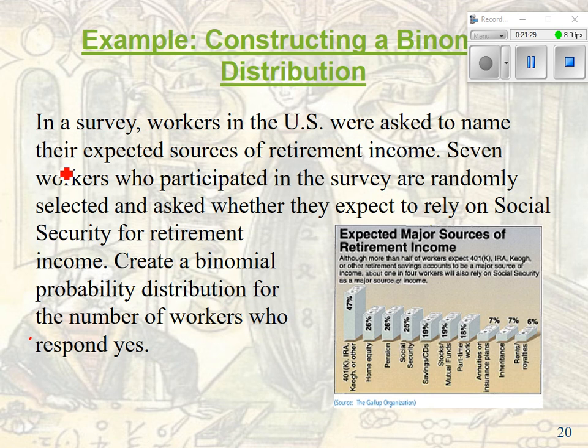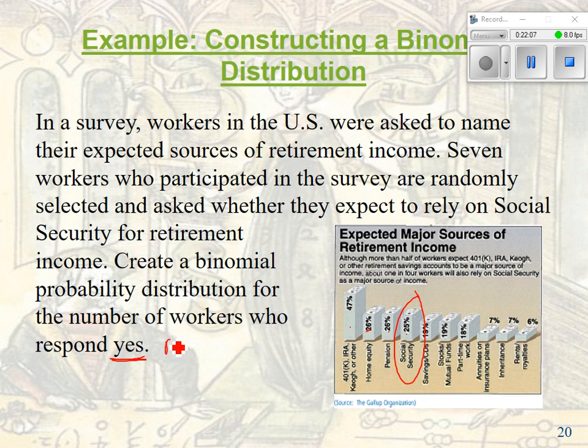In a survey of workers in the U.S., we're asked to name their expected sources of retirement income. Some workers who participated in the survey are randomly selected and asked whether they expect to rely on Social Security for retirement income. Create a binomial probability distribution for the number of workers who respond yes. So if we look at this, can you guys read that? Which one is Social Security? Fourth one over? Yeah, that one. So it's 25%.